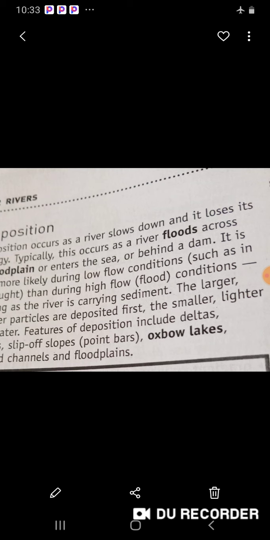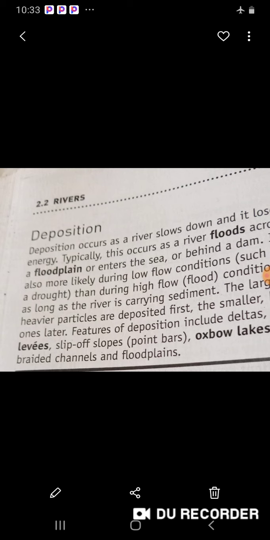The materials which are larger are the ones which have been deposited first because they are no longer carried. But the lighter ones are deposited later because the water still pushes them.